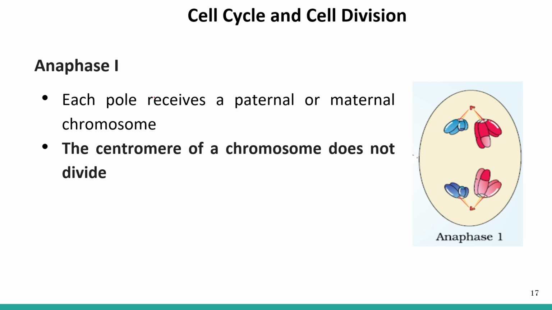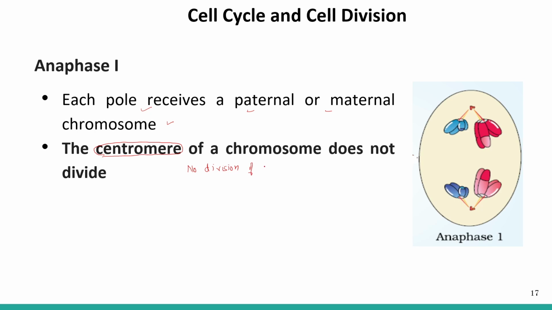So during anaphase, each pole or each end receives either the paternal or maternal chromosome. And there is no division of the centromere here. This is also a point to remember. There is no division of the centromere. Centromeres don't divide, that's why only chromosomes will separate. If the centromere divides, then chromatids will separate.